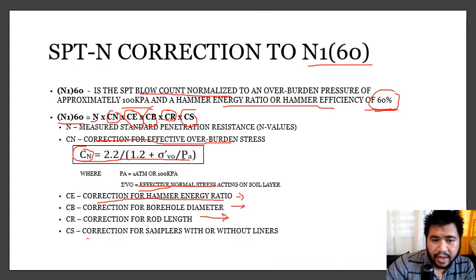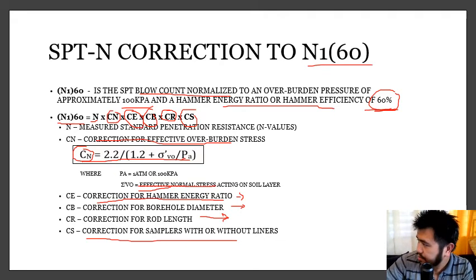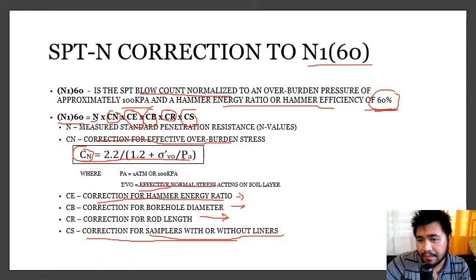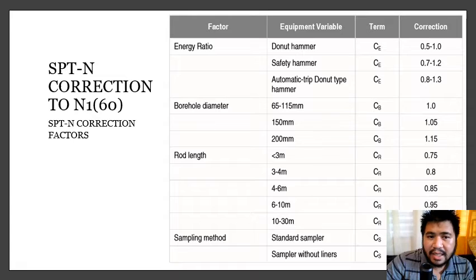Cs is whether you're doing sampling with or without the liners. Frankly speaking, I've yet to see an SPT being done here in the Philippines with a liner. A sampling liner is basically a plastic liner that is used to improve the recovery of your samples. Anyway, these are the correction factors.